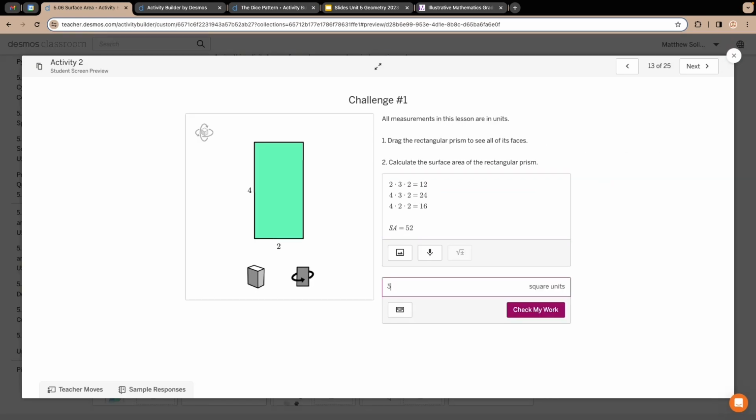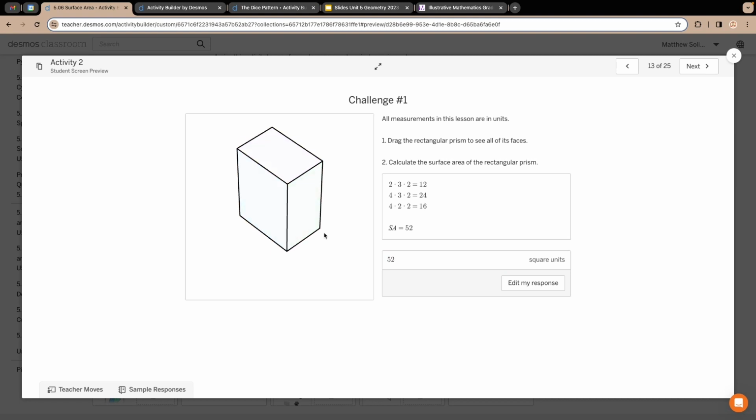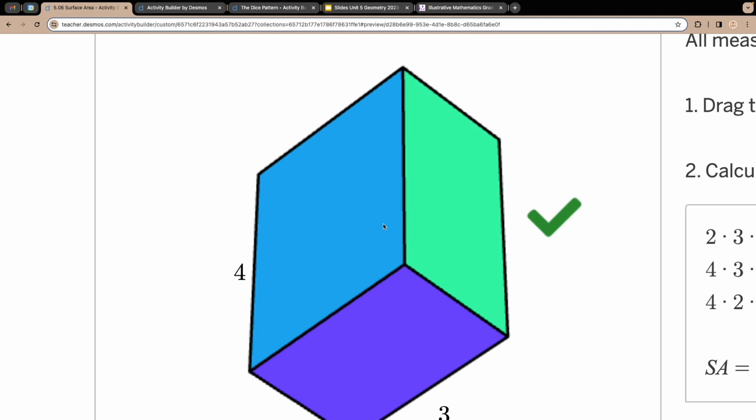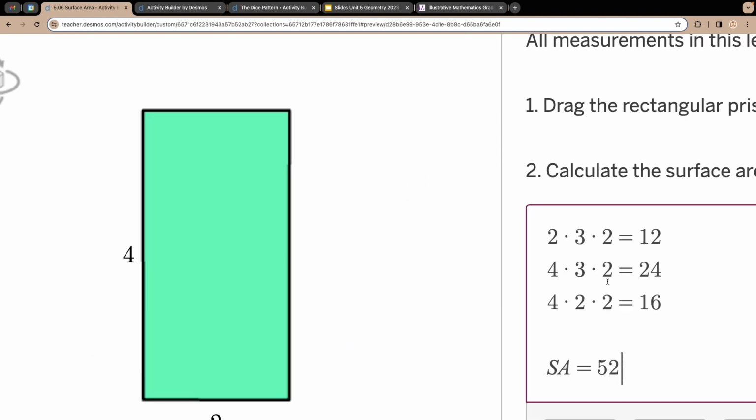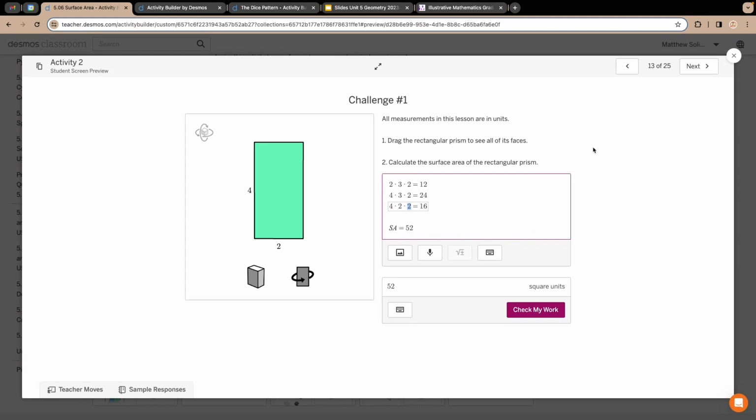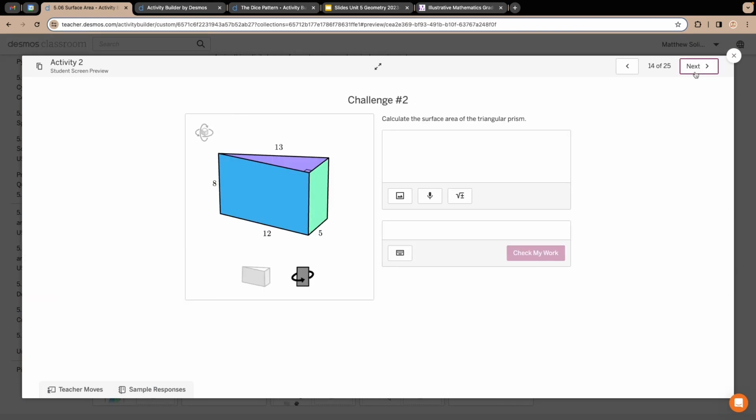Let's check our work. So we found all these sides. We said it was 52. Let's see. Got it. So there were 6 total sides. Notice that there was 2 top and bottom, 2 front and back, 2 left and right. So we found the area of all 6.